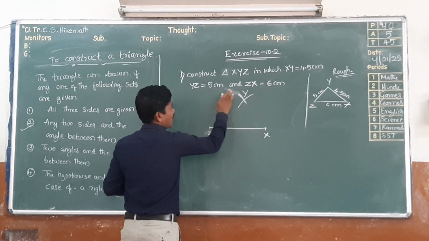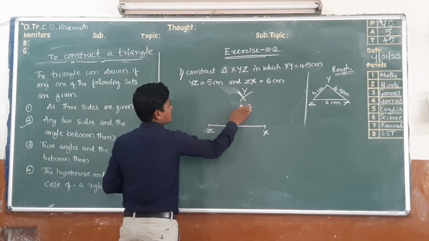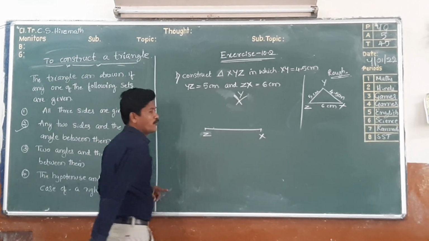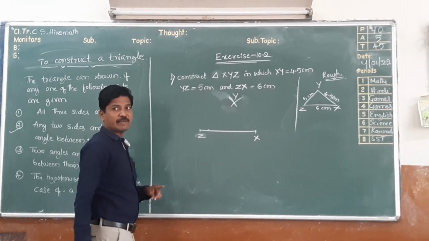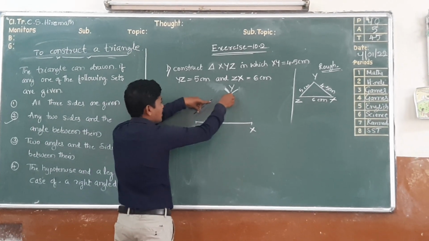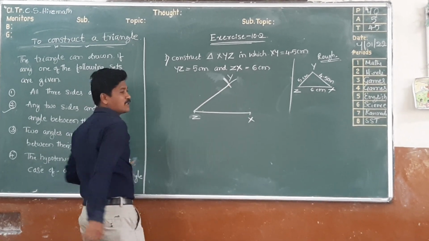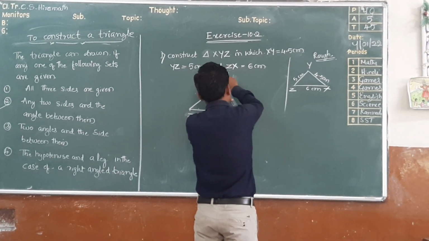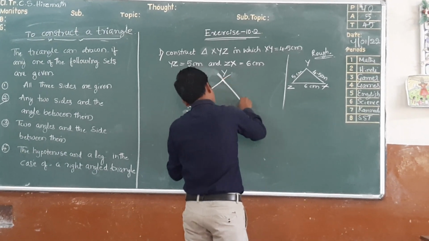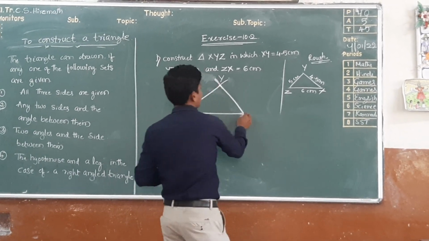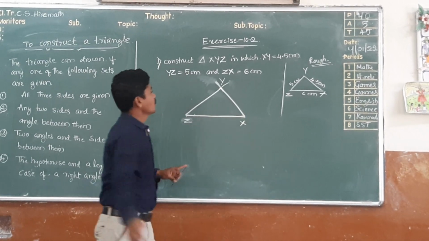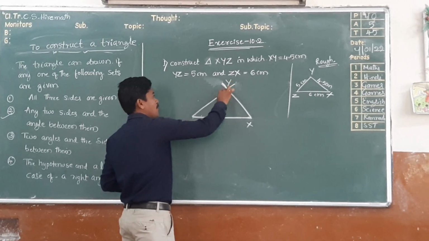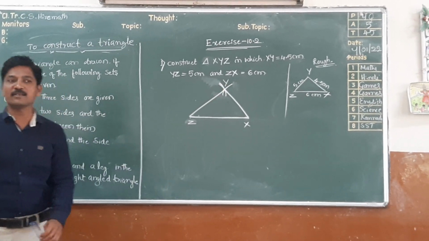Now, write this point as Y. Whatever extra thing is there, just erase it. This is the point, or the vertex. The vertex name is Y. Now join YZ with the help of a ruler, then YX. So this is your required triangle.